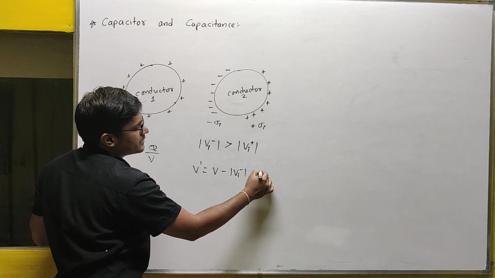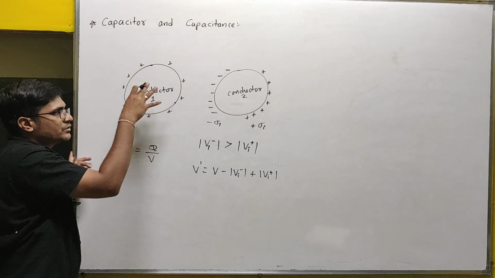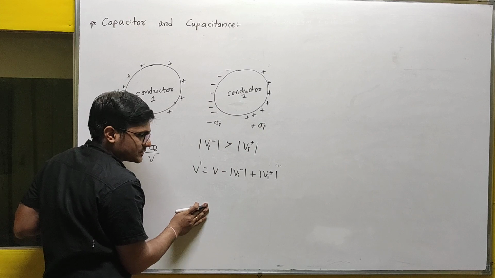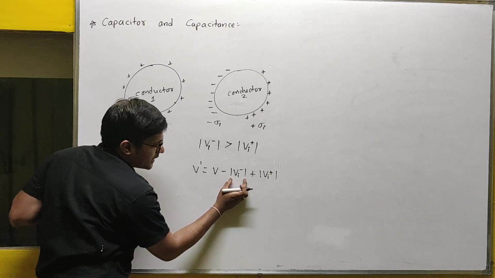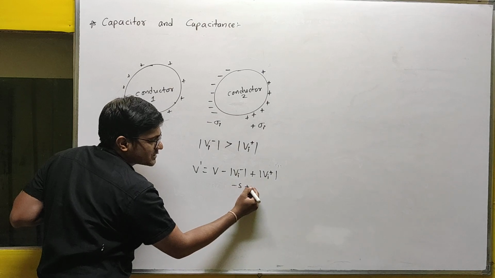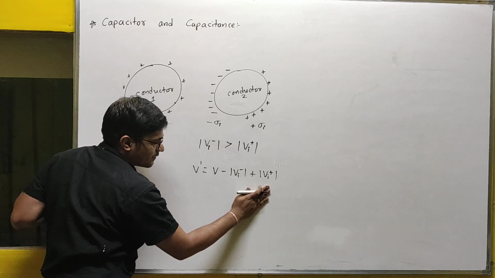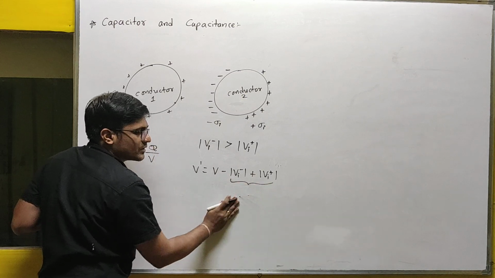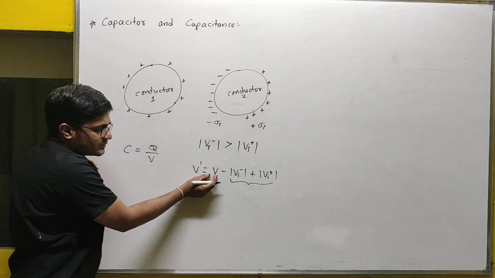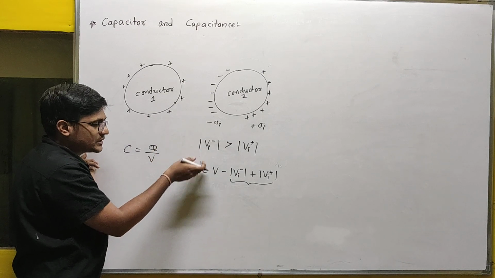Then the potential due to positive charge is positive. So the potential at conductor 1 is due to its own charge, due to these negative charges, and due to these positive charges. Now what happened? This negative value is higher than this positive value. So negative 5 plus positive 3 means negative. Your answer for these two is negative. So you are subtracting some amount from this V. So this V dash will decrease.